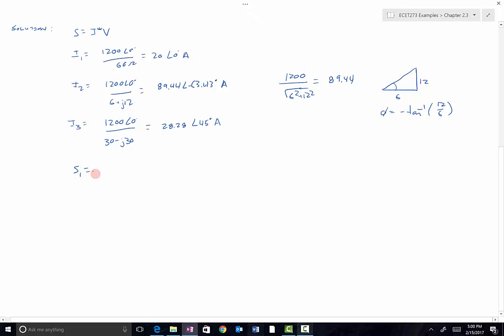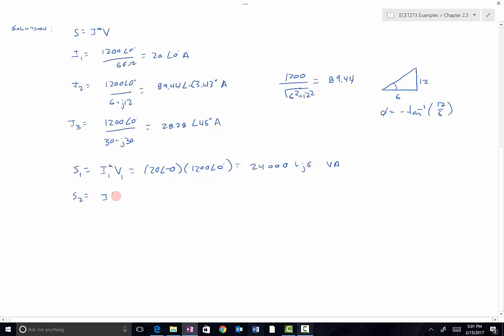Complex power in branch 1 is just going to be given by the conjugate of I1 times V1, which is equal to 20 at angle minus 0 times 1200 angle 0 degrees. We get an answer there of 24,000 plus j0 volt amps. So the purely resistive branch has all real power, no reactive power.